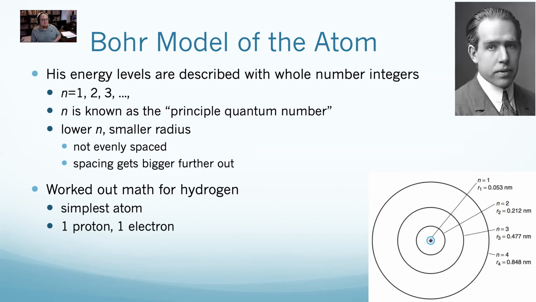And he worked out all the math for a hydrogen atom. Now, a hydrogen atom is the simplest atom. It has one proton, one electron, and some number of neutrons that we're not going to worry about right now. But he said, if you make these assumptions, it works. And what works is going to be the atomic spectra I just talked about. That's why I talked about it. But bear with me when I get there. I need to explain a few more things before I relate it to the atomic spectra.